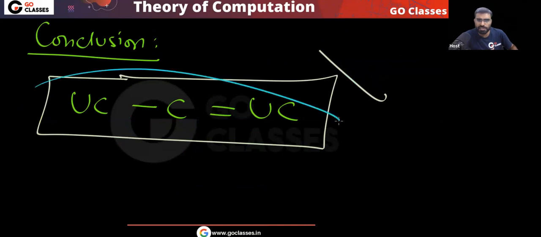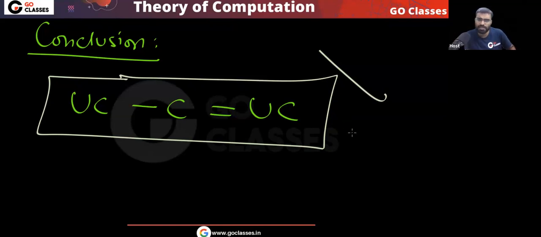Did you understand the proof? Proof by contradiction. Okay, so this result you can use: uncountable minus countable will be uncountable.